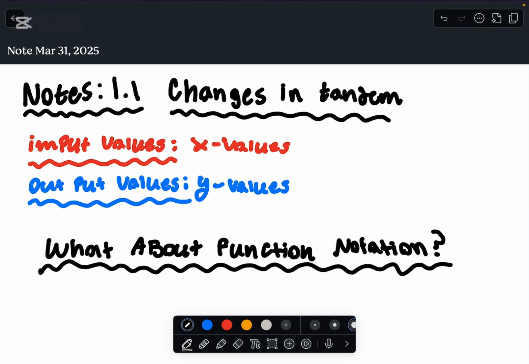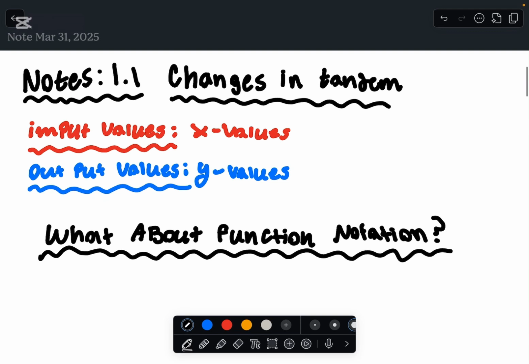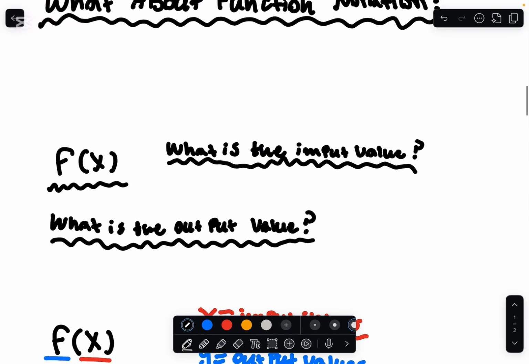A function is a mathematical relation that maps a set of x values to a set of y values such that each input value is mapped to exactly one output value. You're probably wondering, what are input and output values? Input values are also known as your x values, and output values are also known as your y values. You're probably wondering how they look in function notation. Let me show you.